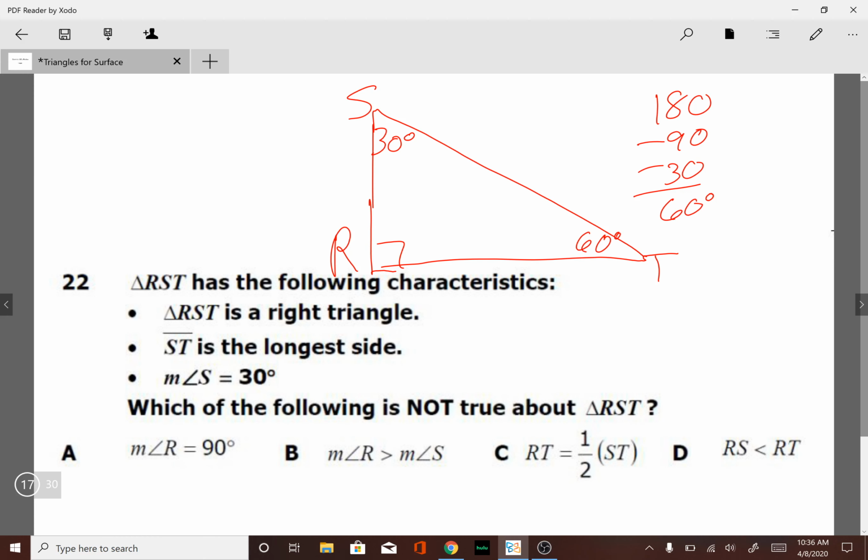Which of the following is not true about RST? So angle R is 90 degrees, that is true. Angle R is greater than angle S, that is also true. RT is going to be 1/2 of ST. And then RS is less than RT. Well, if we know that RS is across from the 60, it's going to be the middle side. ST is going to be the longest side.